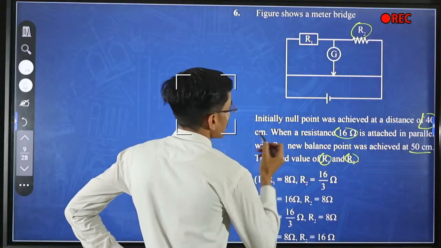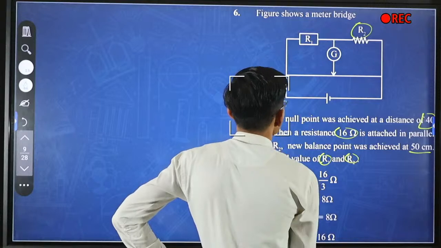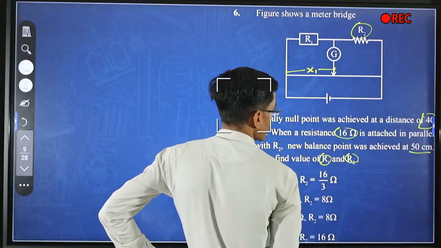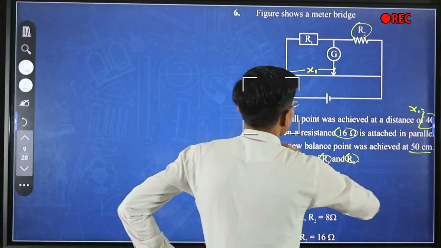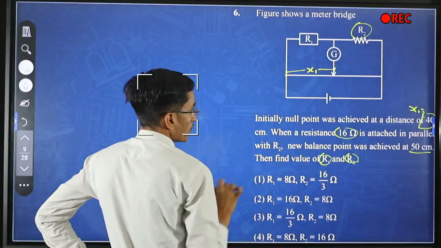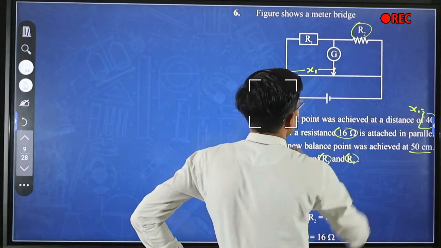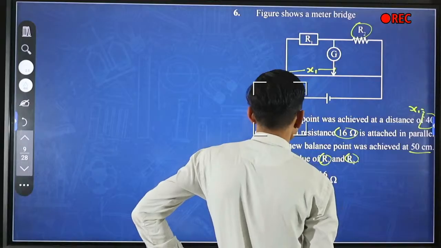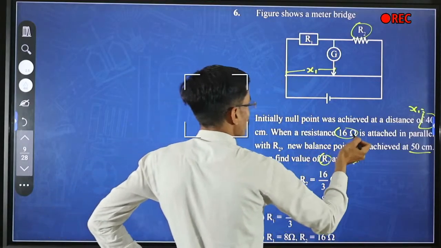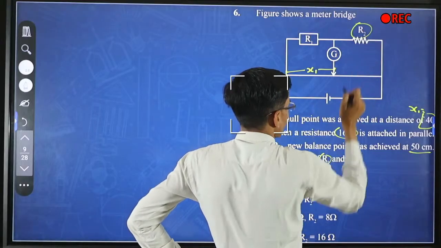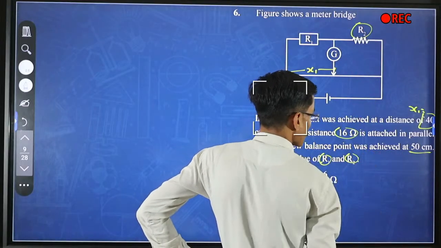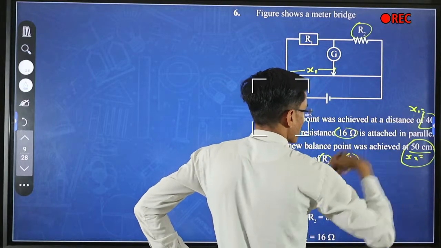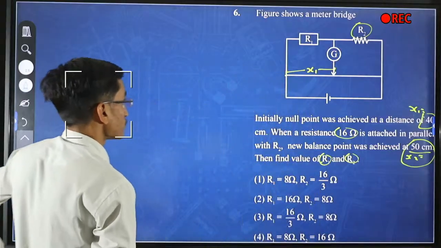In this meter bridge, initially the null point was achieved at a distance of 40 cm. Means in the first case the null point is x1, and x1 is considered as 40 cm from this point. When a resistance of 60 ohm is combined with R2 in parallel, the new balance point was achieved at 50 cm. Let us say this is the balance point x2. Then we have to find R1 and R2.